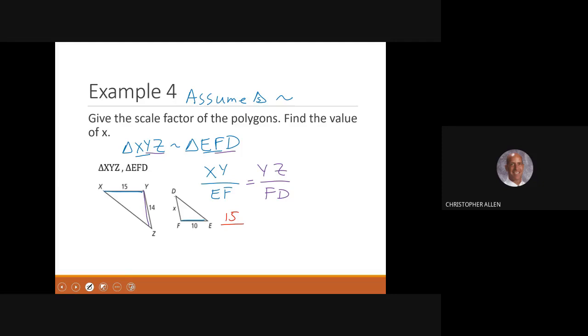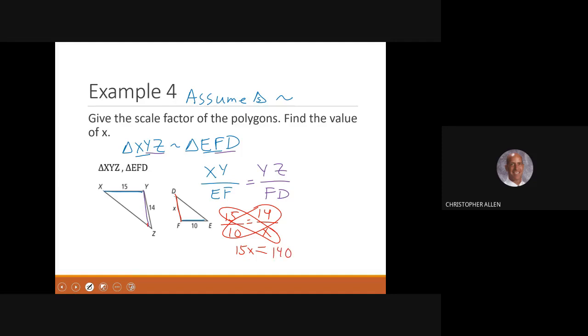What's ED? It's 10. What's YZ? It's 14. What's DF? It's X. So now we can go ahead and cross multiply and get our answer. So that's going to be 15x. I'm going to cross multiply this way, and then I'm going to cross multiply this way. I hope you guys can do 10 times 14, which is 140.